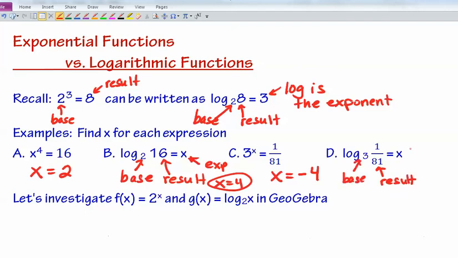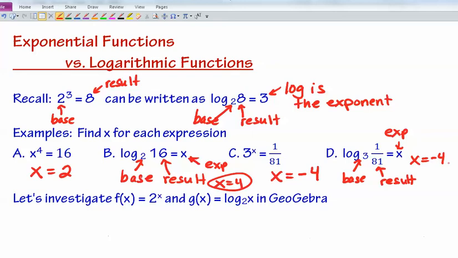So the logarithm is the exponent. We're looking for an exponent on the base 3 that turns it into a result of 1 over 81. So x is equal to negative 4. We just have to get back into the swing of using logarithm symbols for exponents.